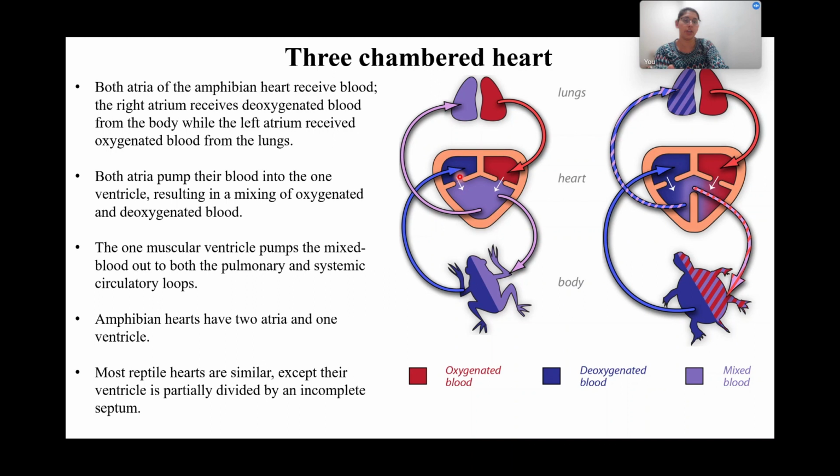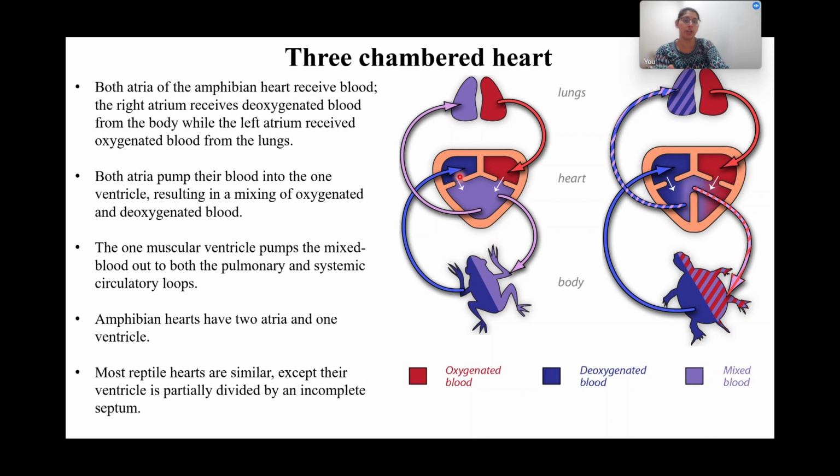Now, pulmonary means something related to the lung. So what would be taken to the lungs? The deoxygenated blood. So the deoxygenated blood which had entered this heart and has come out from the ventricle will be taken to the lungs. So this is the pulmonary loop and this is the systemic loop. So that's what they are trying to refer to here.